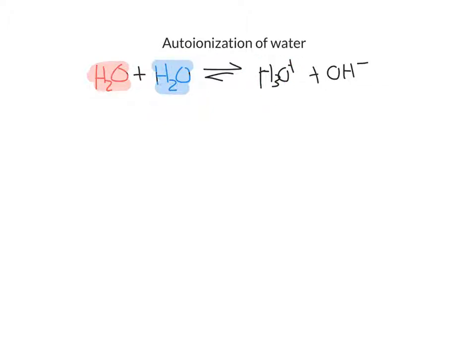And so we can see that this is a conjugate pair and this is a conjugate pair. So this is the water molecule without an extra proton, and this is the water molecule with an extra proton. So this is the conjugate acid of this conjugate base.